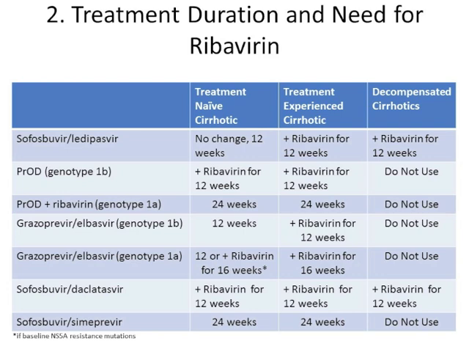So he could be treated with sofosbuvir ledipasvir, and it would be for 12 weeks. PROD with ribavirin for 12 weeks. Grazoprevir elbasvir for 12 weeks. Sofosbuvir daclatasvir, you need to add ribavirin in cirrhotics, and that would be for 12 weeks. And then he could be treated with sofosbuvir and simeprevir, but it's very expensive as is, and now you've got to give it for 24 weeks. So really, that one's kind of off the table.